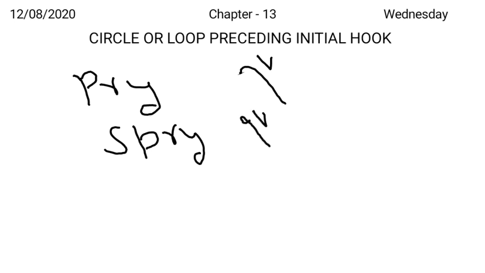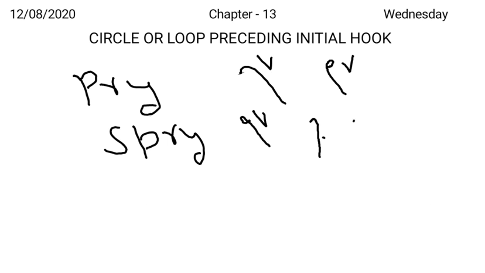So when we write the circle at the R hook side, the sound of R is added. If you write the circle here, it represents only spy. When you write that circle at the R hook side, the sound of R is added. It represents spry.